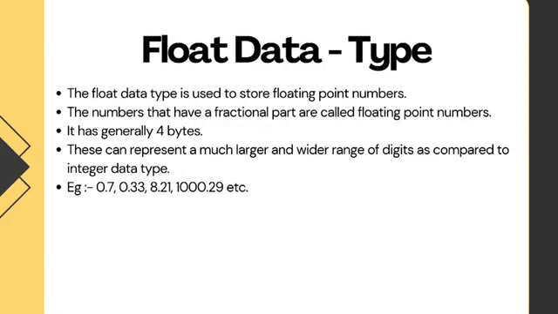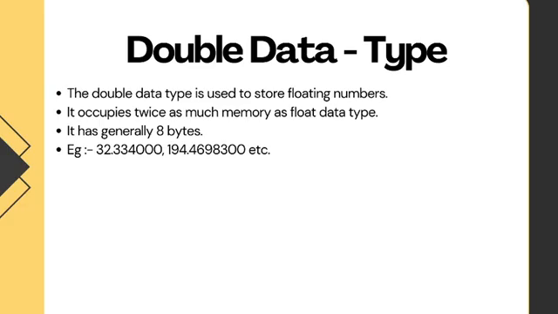Float data type. The float data type is used to store floating point numbers. The numbers that have a fractional part are called floating point numbers. It has generally 4 bytes. These can represent a much larger and wider range of digits as compared to integer data type. Examples are 0.7, 0.33, 8.21, 1000.29, etc.